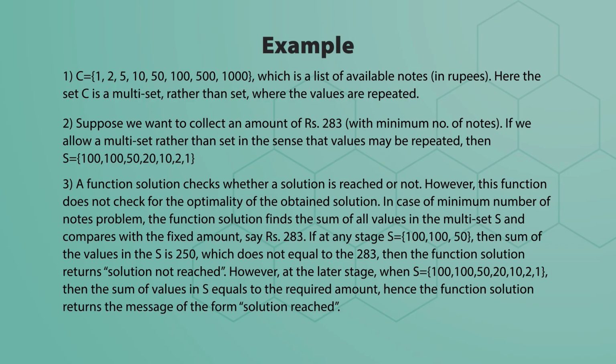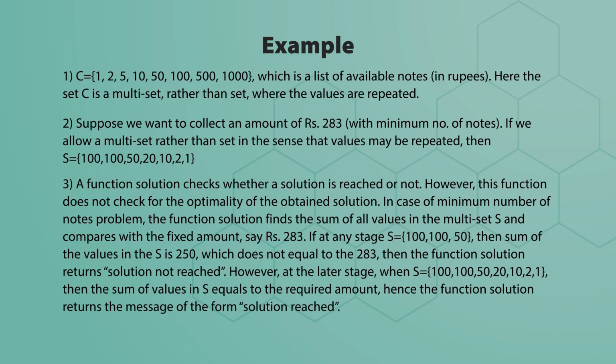Next, you can add 50 rupees. Yes, 250 is less than 283, so you can add it. Can you add another 50? No, because it leads to 300, which is greater than 283. Can you add 20? Yes, you can definitely add 20, because it leads to 270, which is again less than 283. In a similar way, you can add 10, 2 and 1. If you see the solution set that you are getting, you are taking the candidate set values and examining them. If a value leads to a goal state, only then do you add it to the solution set; otherwise you neglect it.